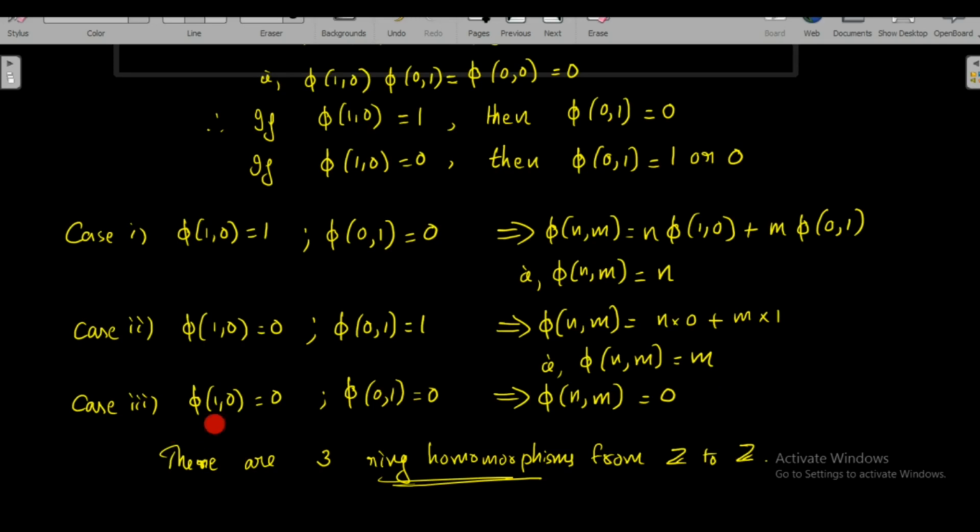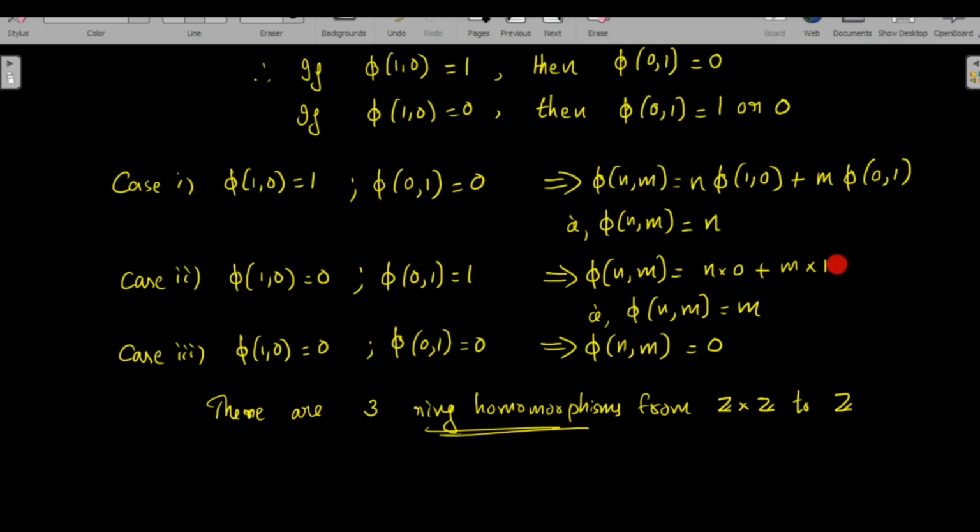And in the third case, phi of 10 equal to 0 and phi of 01 also equal to 0. Then we get phi of nm equal to n into 0 plus m into 0, that is equal to 0. So these are the only 3 ring homomorphisms from set cross set to set. Therefore, there are 3 ring homomorphisms from set cross set to set.